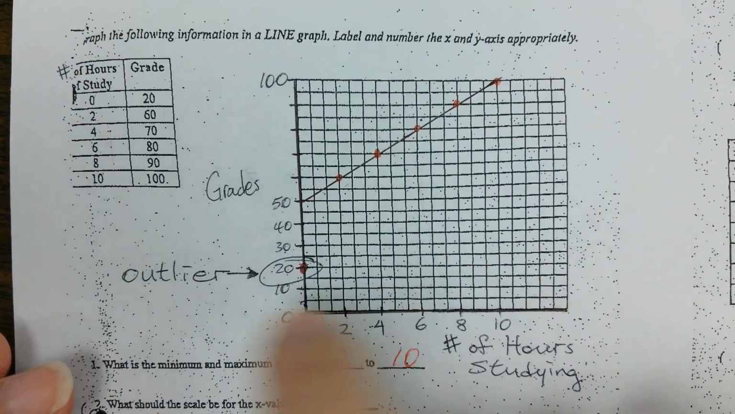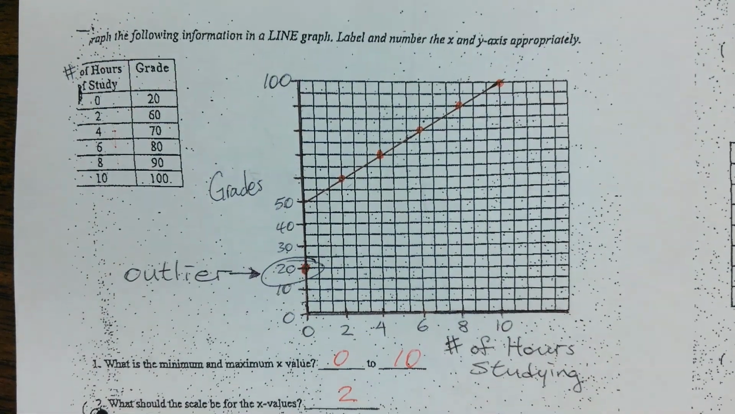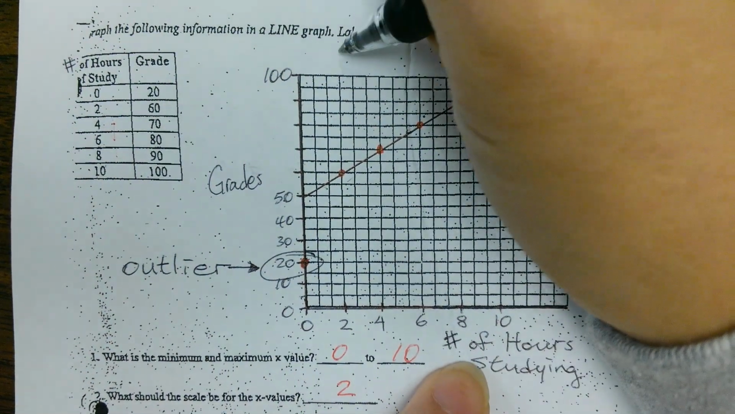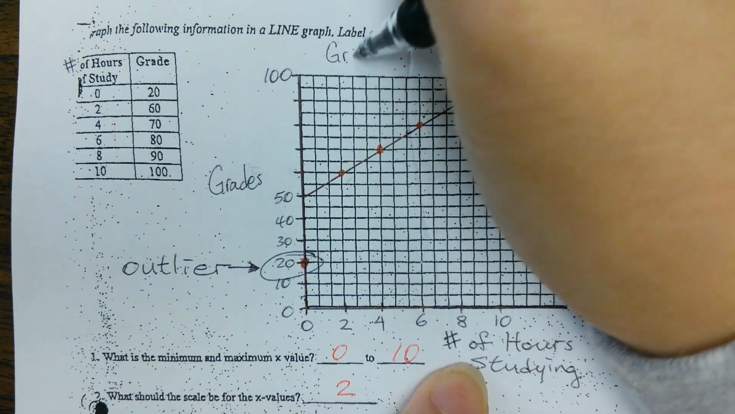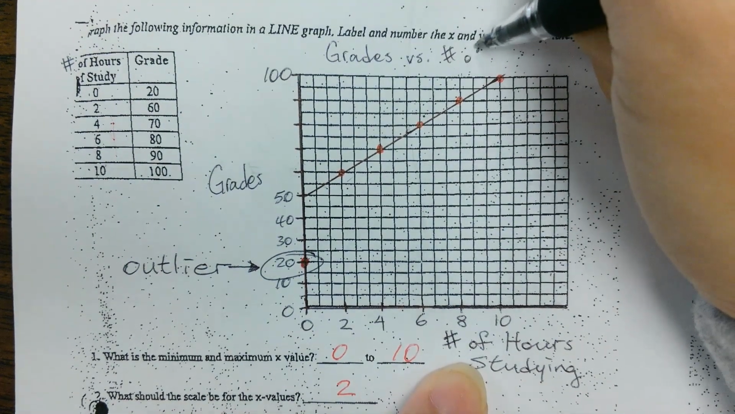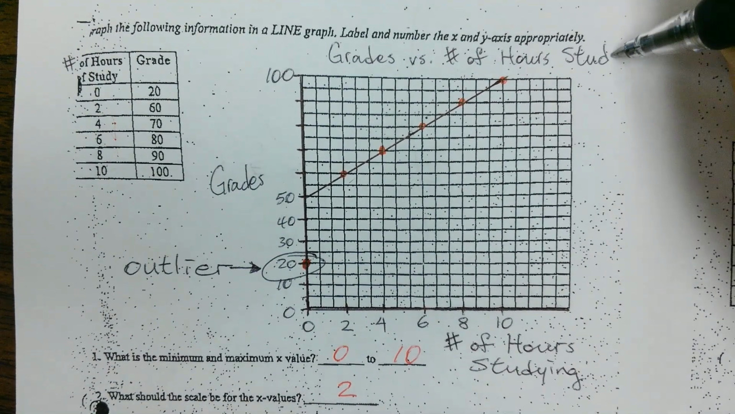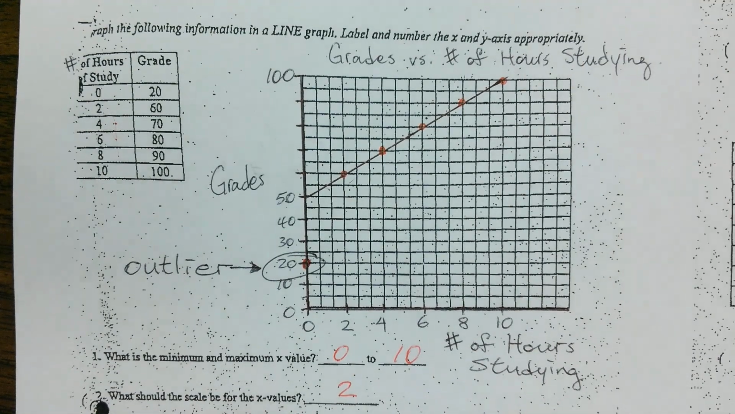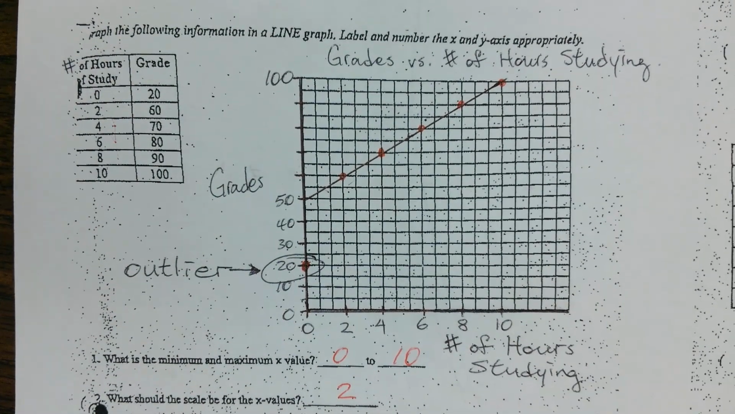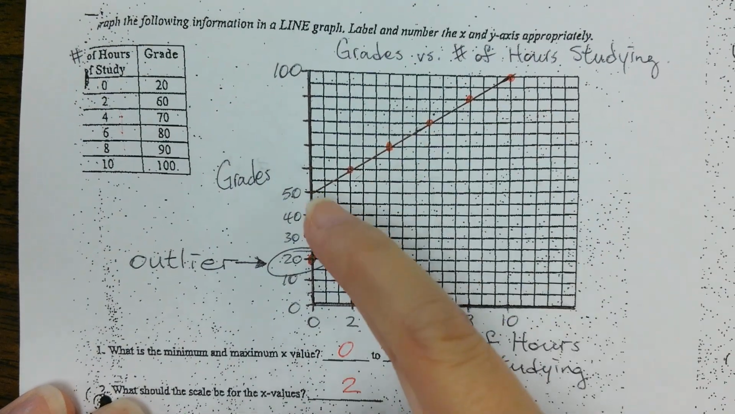For example 2, we have number of hours studied versus grades. So we have this. Don't forget to add in your title. So we can do grades versus number of hours studied. Or you can be more creative and say how number of hours studying affects grades. Okay, grades based on number of hours studied. Okay, all of these are valid.